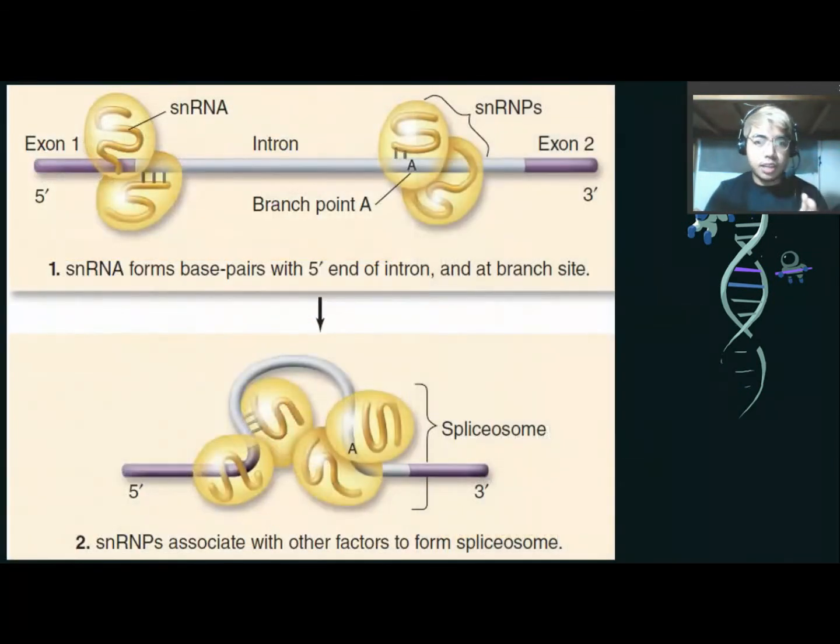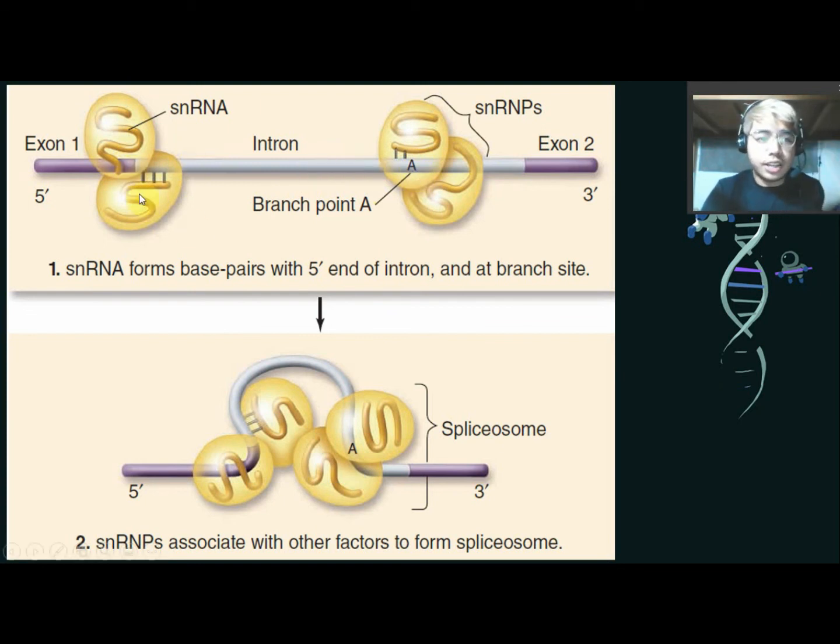Basically, this is done by the following process. The first one is the presence of the spliceosomes utilizing an RNA known as the snRNA. The snRNA, or small nuclear RNA, forms base pairs with the 5' end of the intron and at the branch site. Okay? So, basically, the snRNA will attach to the part of the intron. The introns are colored pale, while the exons, or the coding part of the mRNA, are colored purple. Okay? So, this is the intron part of the mRNA.